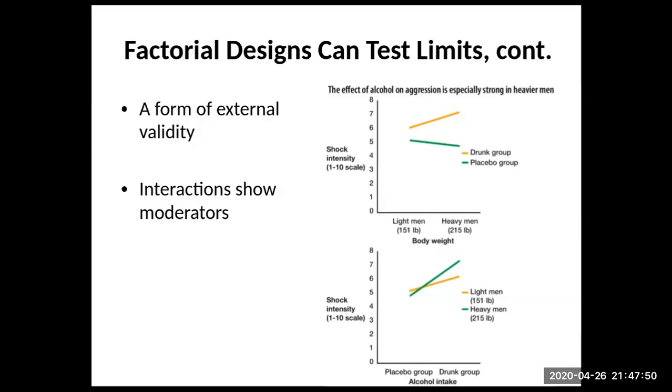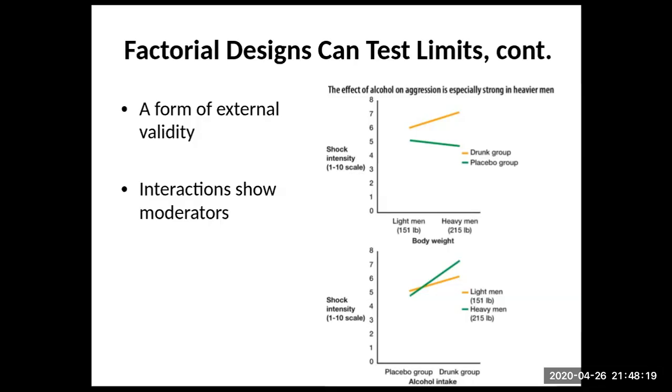The green line is almost the same, but gets a little bit lower as you go from light to heavier men. So the shock intensity decreases slightly. And for the drunk group, it's all higher than the placebo group, but for the heavier men, the shock intensity goes even higher than with light men. So here we do see an interaction, because the lines are definitely not parallel. One is increasing, one is slightly decreasing, right?